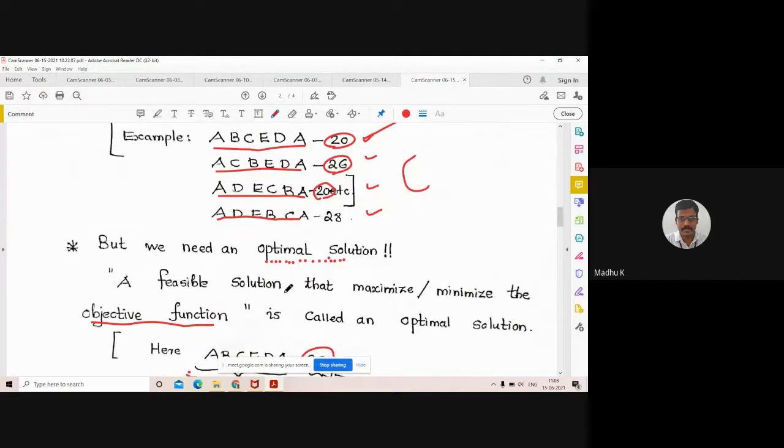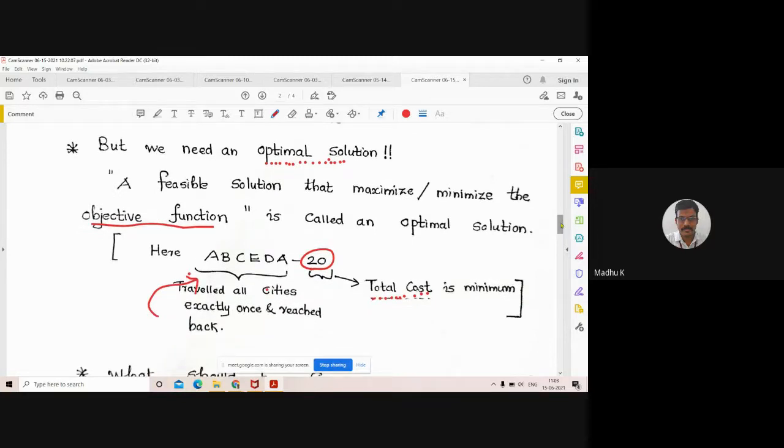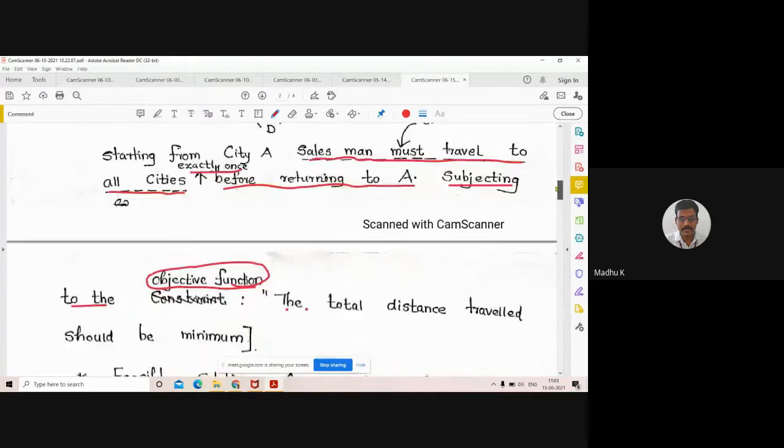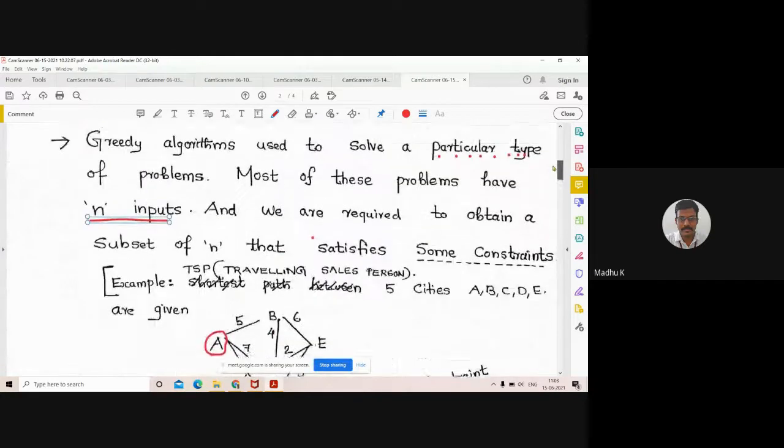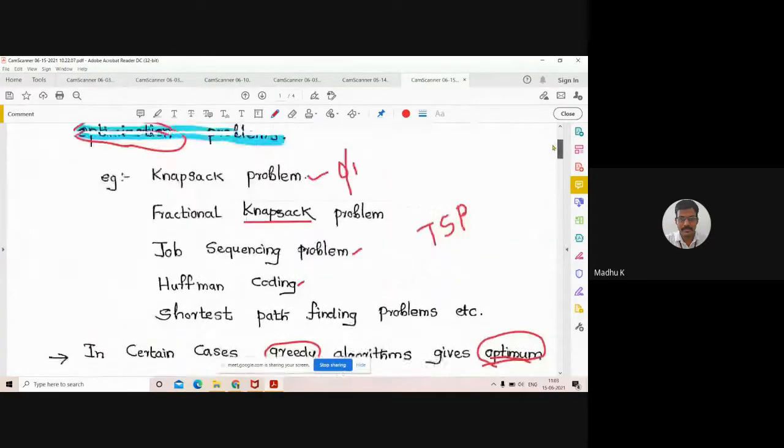A feasible solution that maximizes or minimizes the objective function is called an optimal solution. So we need to find the solution. We need to get an optimal solution that satisfies all the constraints. This type of problem can be solved using a greedy approach or greedy algorithm.